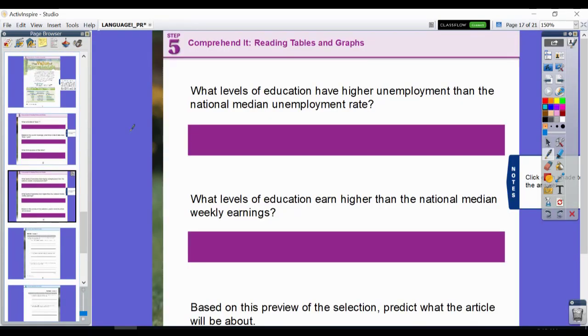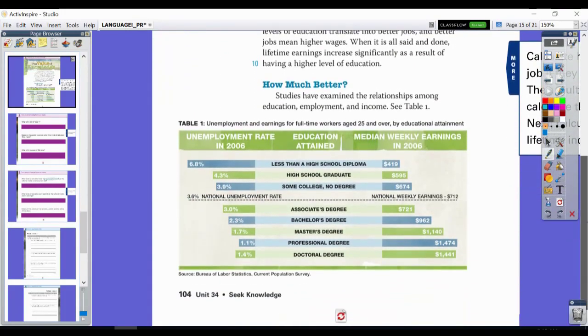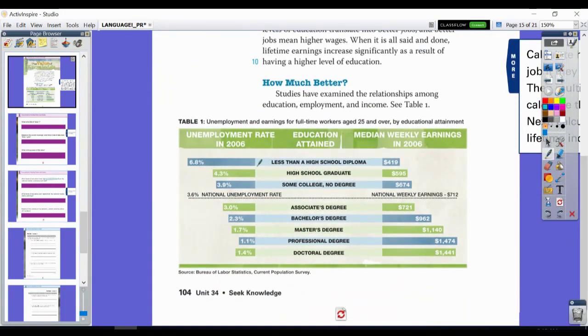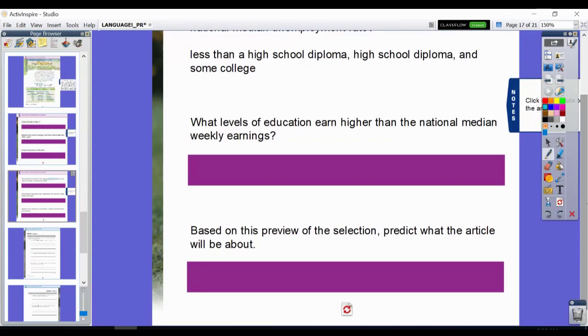What levels of education have higher unemployment than the national median unemployment rate? So we're looking for higher unemployment than the national median unemployment rate. Let's remember that, unemployment. Let's go back to our chart. Here's the unemployment rate, and this is higher than the median rate. So these ones. So our answer would be less than a high school diploma, a high school graduate, some college, no degree. Let's see if we're correct. Yep.